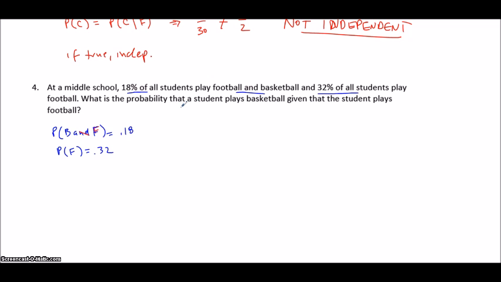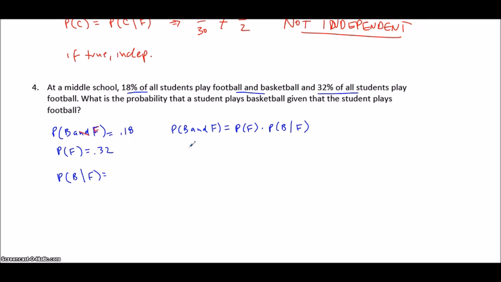The question here is, what's the probability that a student plays basketball? So we're looking for the probability of basketball given that a student plays football. So this is the target thing we're looking for right here. And we can use that same approach that we just saw above, where we know that the probability of B and F is going to equal the probability of one of them occurring, we'll pick F in this case because we're looking for this target here, times the probability of the other one occurring given that the first one occurred.